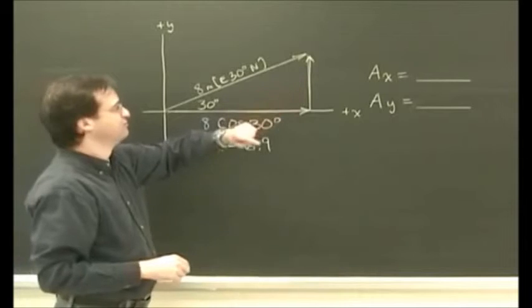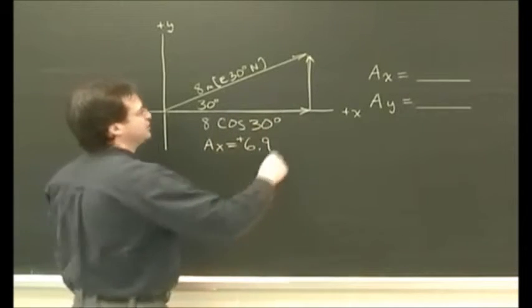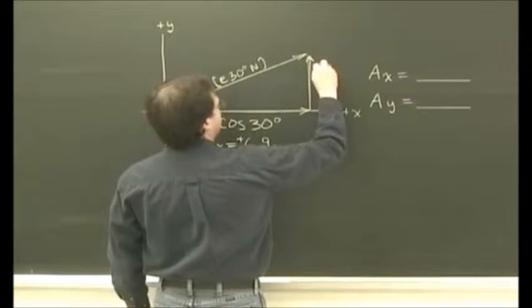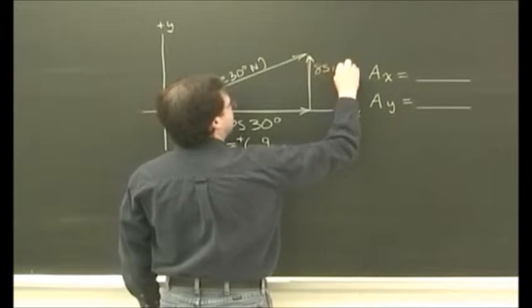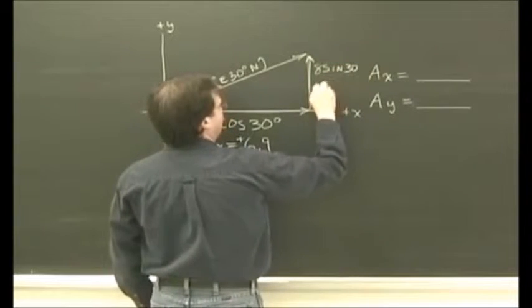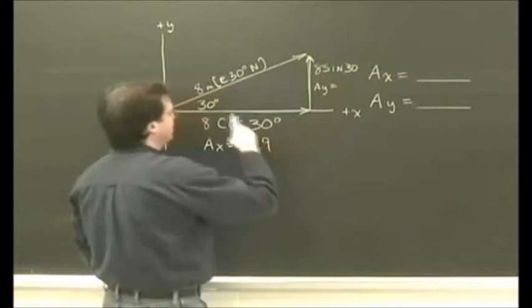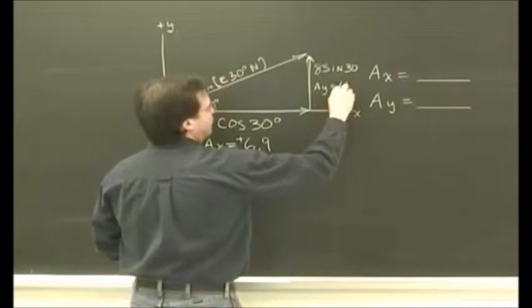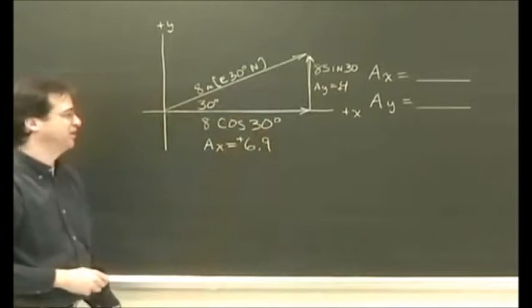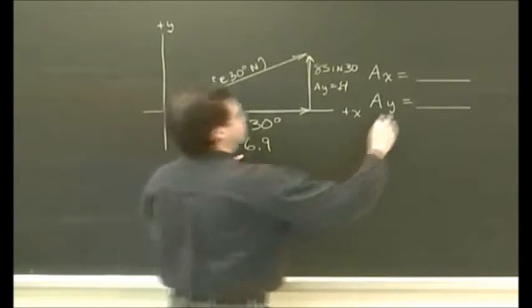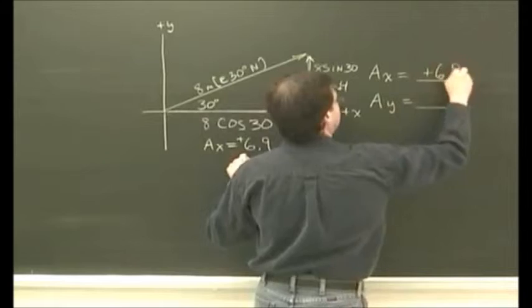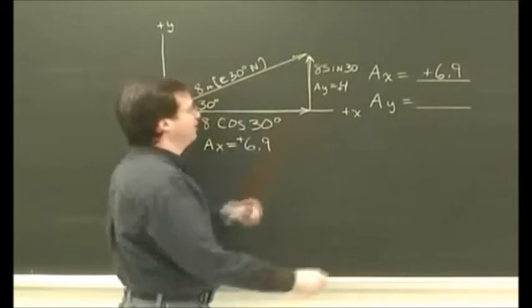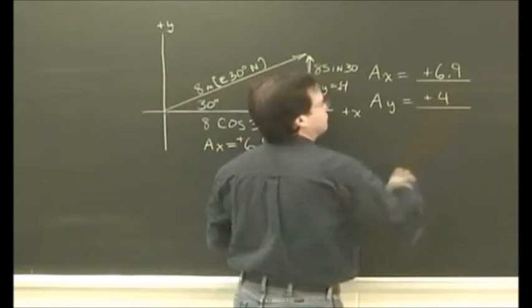My y side, it's the sine side. So what I remember is it's going to be 8 sine 30. So AY is going to be 8 sine 30, which is 4. And it's up, so it's positive. So my AX is positive 6.9. My AY is positive 4.